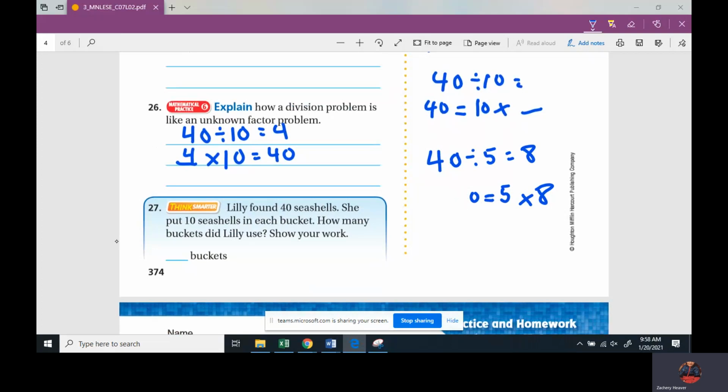Last but not least, David. Lily has 40 seashells. She put 10 seashells in each bucket. How many buckets did she use? 4 buckets, because 40 divided by 10 is 4. All right.